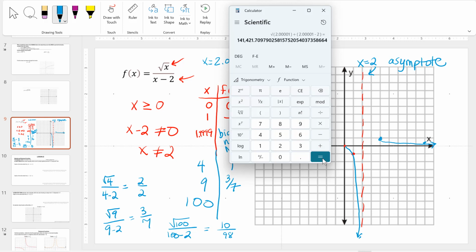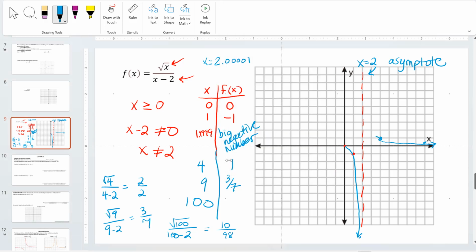And what am I going to get? I'm going to get a very big positive number. So what's happening as you get closer and closer to 2 here is that this function is going to shoot way up. So this is the function f of x equals the square root of x over x minus 2. This is what the function looks like. It is two curves that approach this line, x equals 2.